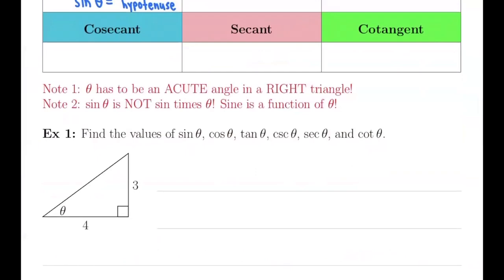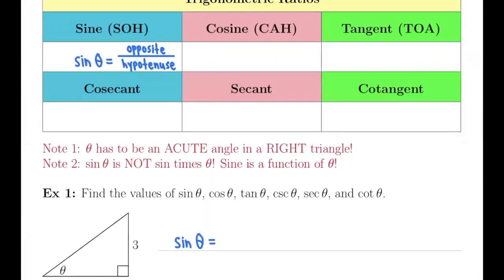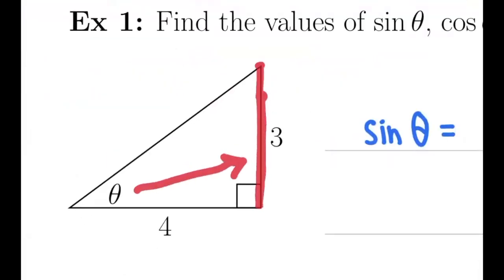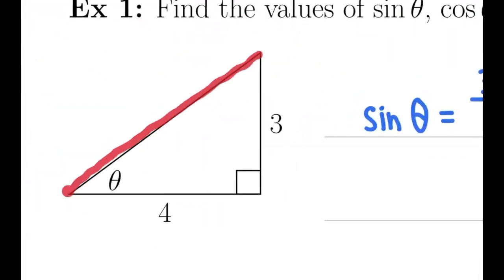So let's do a little bit of example one. For example one, we're trying to find the values of all six trigonometric ratios. For this triangle, let's start by finding the value of sine of theta. Sine, like I said, is the length of the leg opposite angle theta. So that's this leg right here. It's 3 over the length of the hypotenuse right here. But we don't know the length of the hypotenuse right now. All we know are the lengths of the legs. So how are we going to find the length of the hypotenuse? Perhaps there's a certain theorem that relates side lengths in a right triangle we could use.